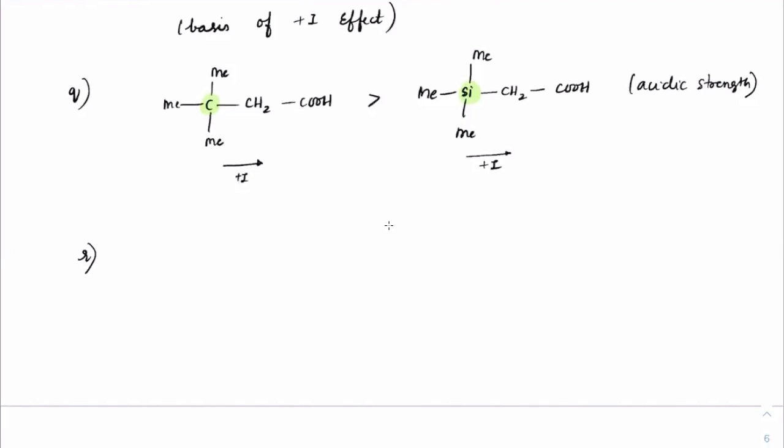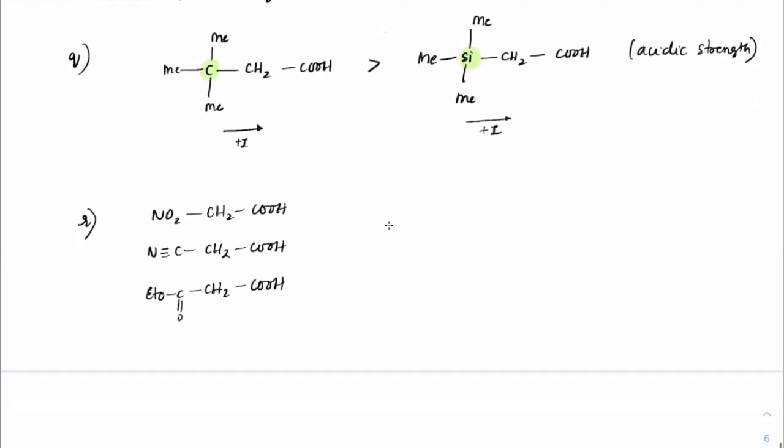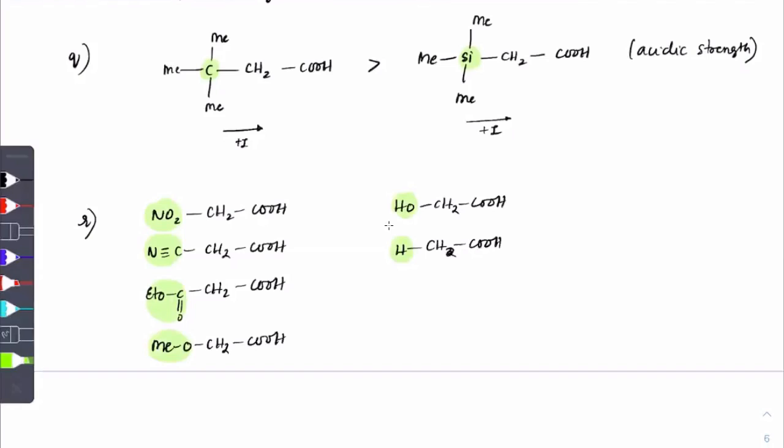Now, in case we have an order where you have all withdrawing groups, suppose all minus I groups, and I have to compare NO2CH2COOH and cyanide, N triple bond C, CH2COOH, then EtO, C double bond O, CH2COOH, MeO CH2COOH, and OH CH2COOH, and finally CH3COOH, which means H. Basically, we are comparing NO2, cyanide, C double bond O OEt, that is ester, OMe, ether, then alcohol, with hydrogen.